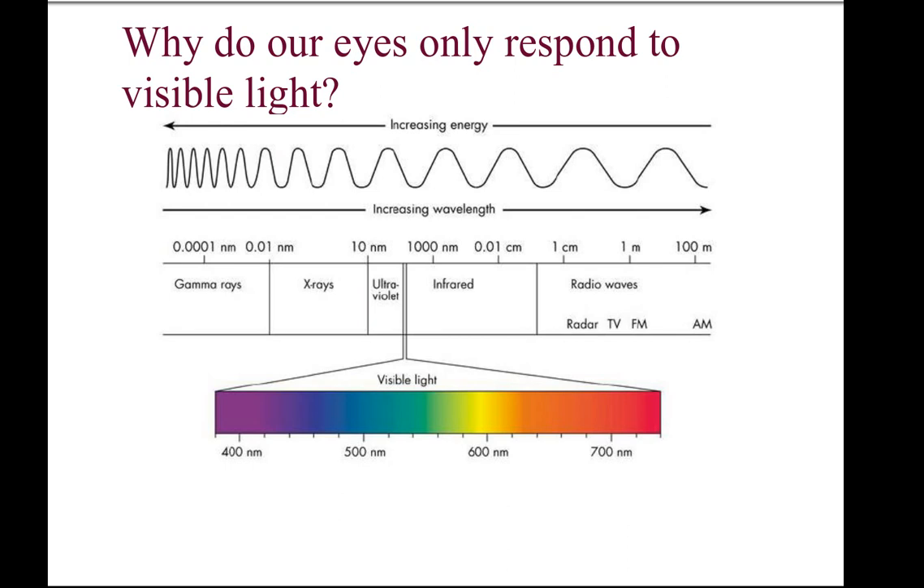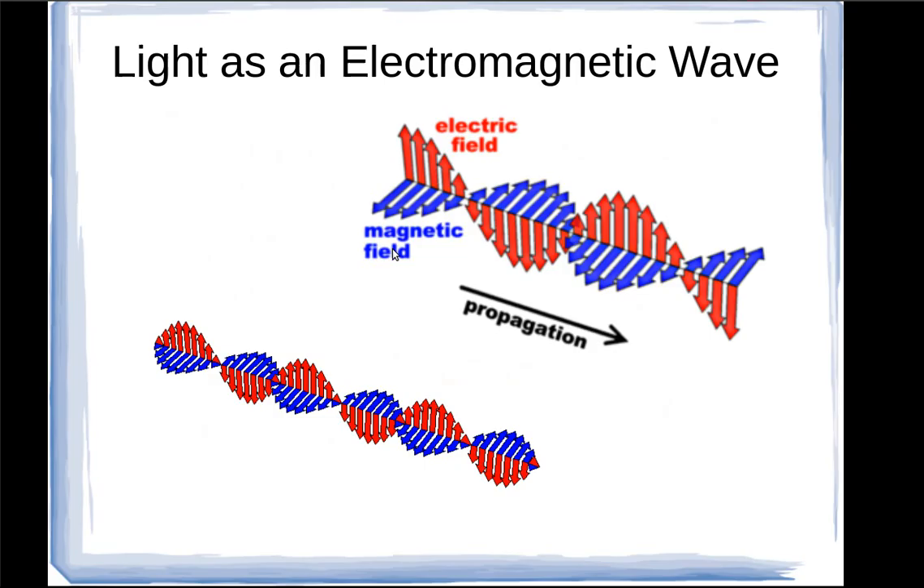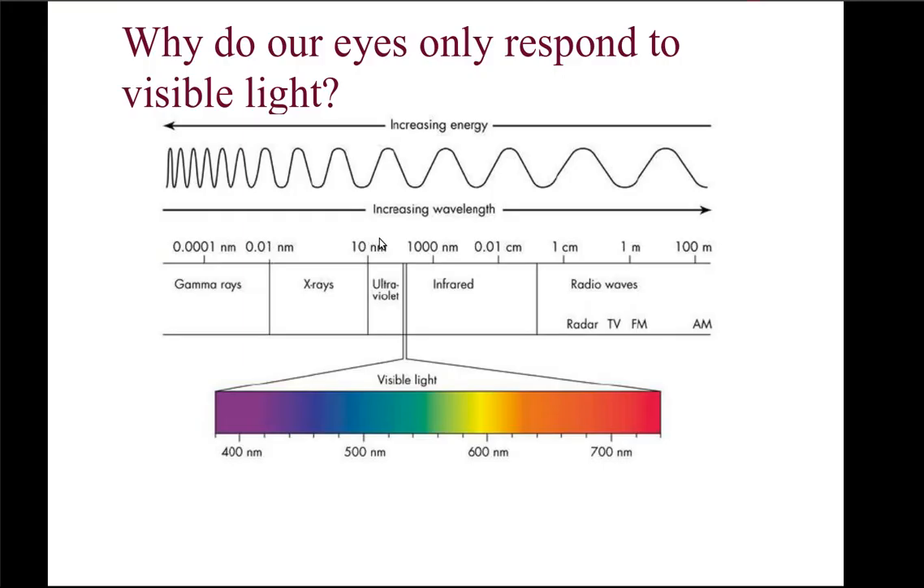and I want to connect the idea of the word photon and how you might have heard it in other classes with the way that we've been describing light and electric fields and magnetic fields in this class. I think a good way to structure the ideas here is to try to answer the following question, which is why do our eyes only respond to visible light?